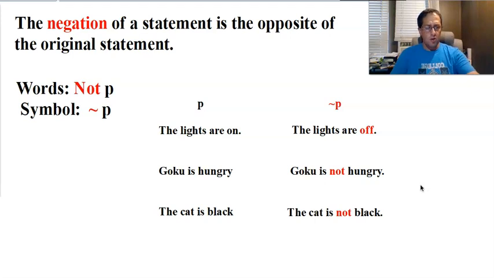Now, on the first one, why could I say the lights are off instead of just saying the lights are not on? Because you only have two choices, right? Either it's off or it's on. That's it. If it's not one thing, it must, by definition, be the other thing. Okay? With the other two, we're saying it's not that. You have some options. Either Goku is full, he's stuffed, he's okay, he's not really hungry. Not black could be white, could be brown, could be gray, could be spotted. I don't know. I just know it's not black. Okay? That's the negation. It's not really so much the opposite. That's what the definition is, but it really is just not that.